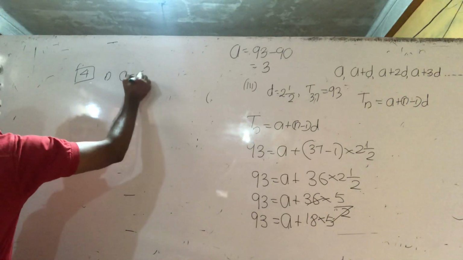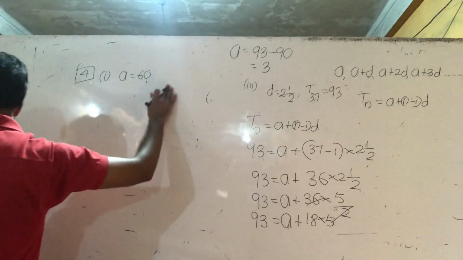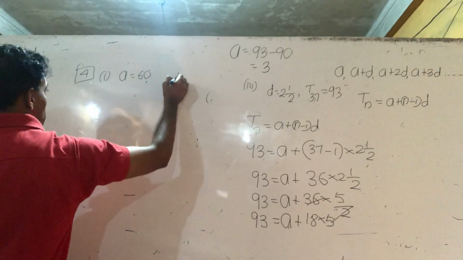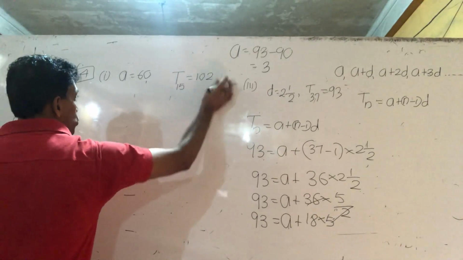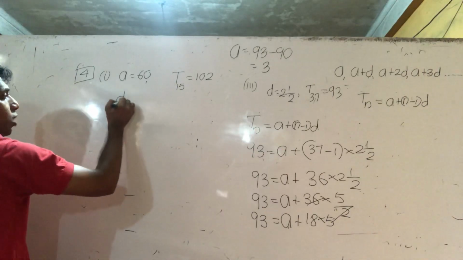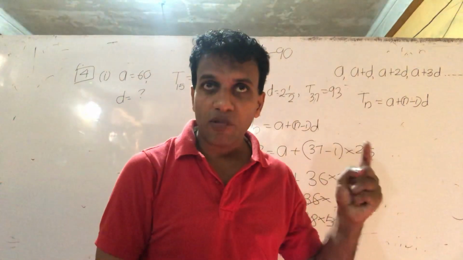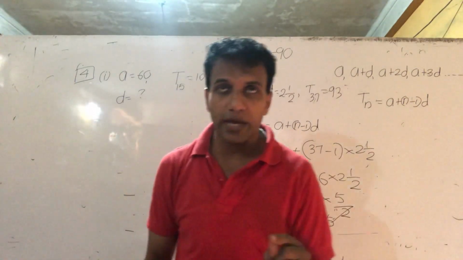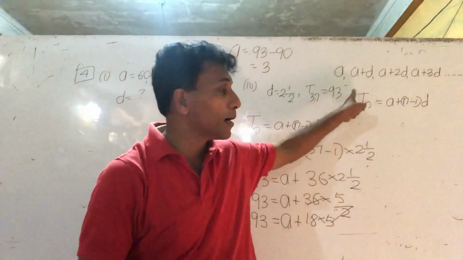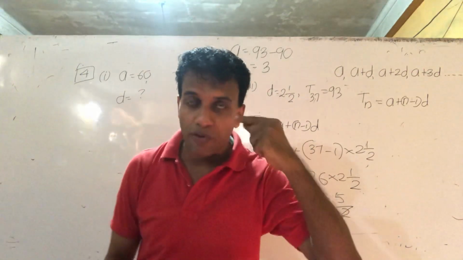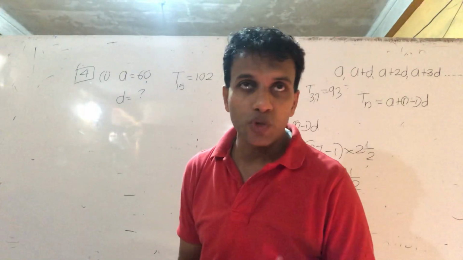A is 60, 15th term 102. Find the common difference. Same problem, but earlier we found the A value. Here find the value of D. Still we use the nth term formula. I hope you are familiar with that formula. Tn equals A plus n minus 1 into D.